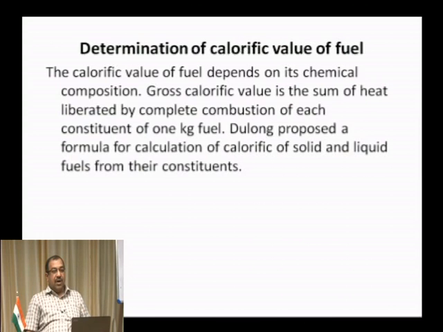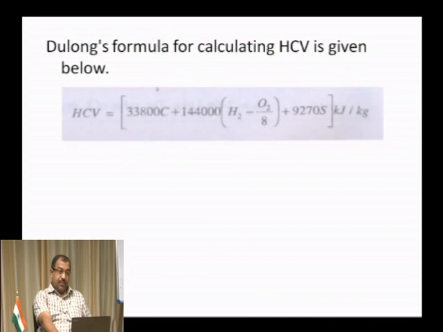Dulong proposed a formula for calculation of calorific value of solid and liquid fuel from their constituents. The Dulong formula for calculating HCV is given as below. Higher calorific value is equal to 33,800 into mass analysis of C, plus 144,000 into (H2 minus O2 by 8), plus 9270 into S, which gives you kilojoules per kg. This is the Dulong formula for calculating the higher calorific value.